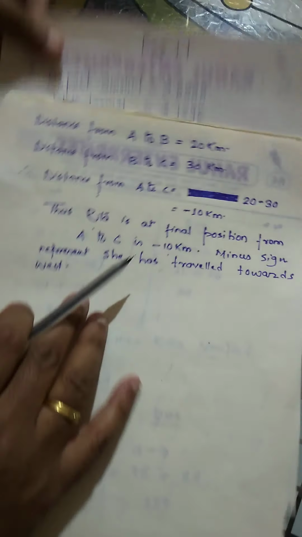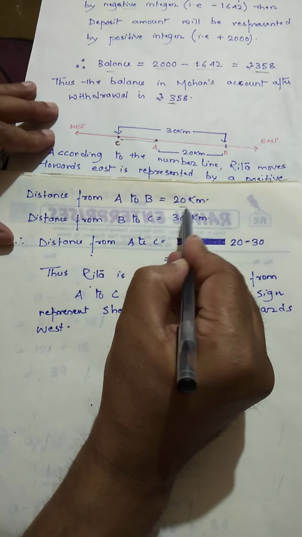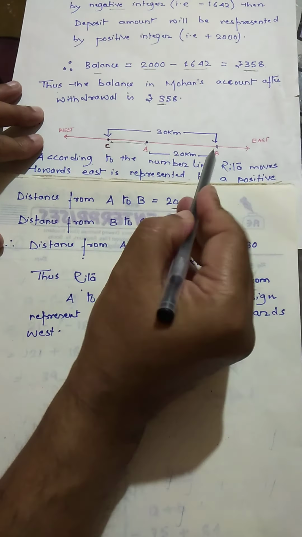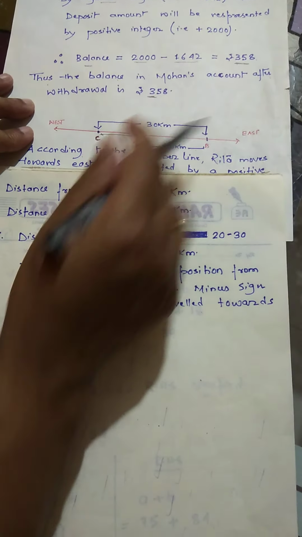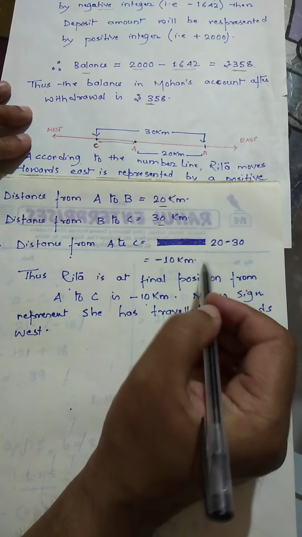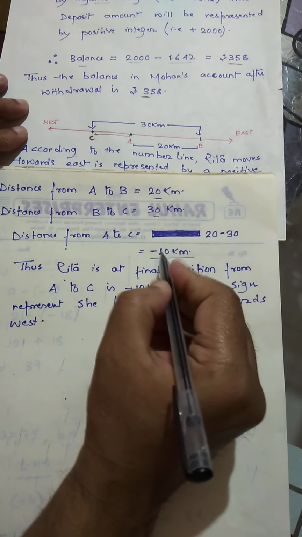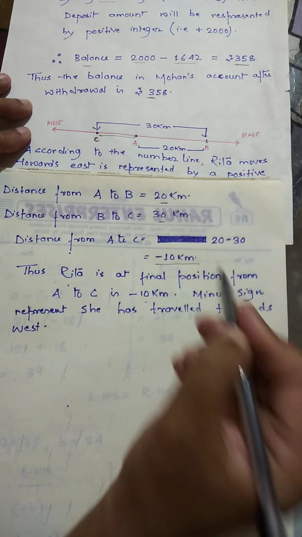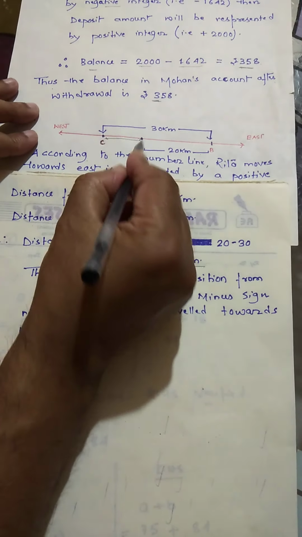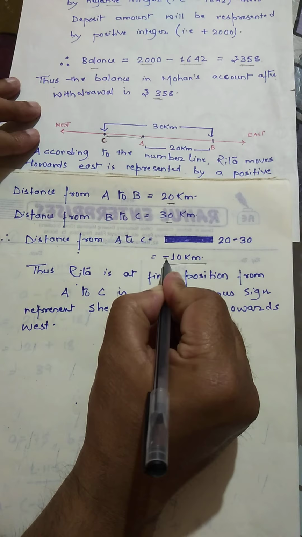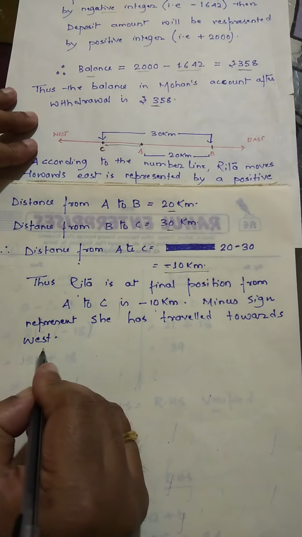See the figure. Distance from A to B is what? 20 kilometer. Distance from B to C is what? 30 kilometer, isn't it? Now distance from A to C is what? 20 minus 30. I have done 20 minus 30 because we will get minus 10 kilometer. Now this minus sign is representing towards which side Rita has traveled, that is towards western side. This minus sign is representing that she has traveled towards west side.